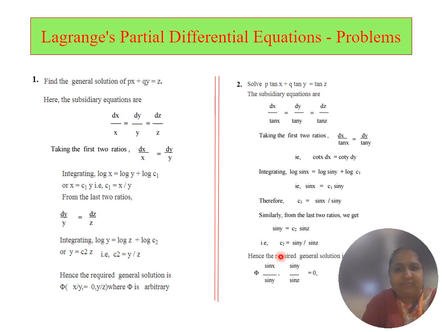Therefore, the final solution is phi of u comma v equal to 0, that is, phi of sin x by sin y comma sin y by sin z equals 0. Hope you all understood this method of grouping. This is how we have to do the method of grouping. So go through the solutions.